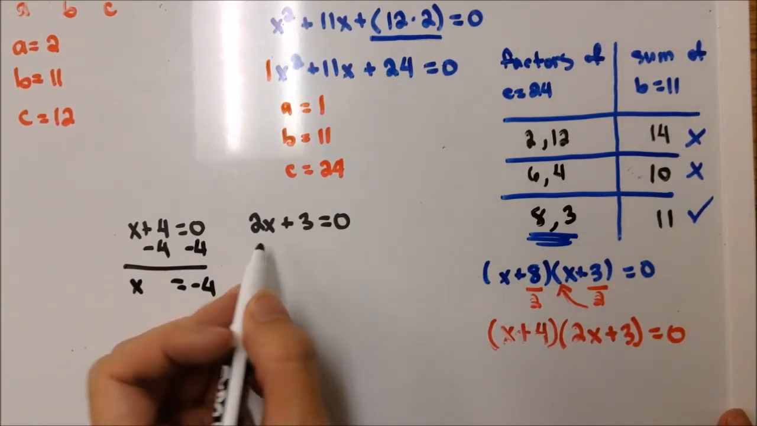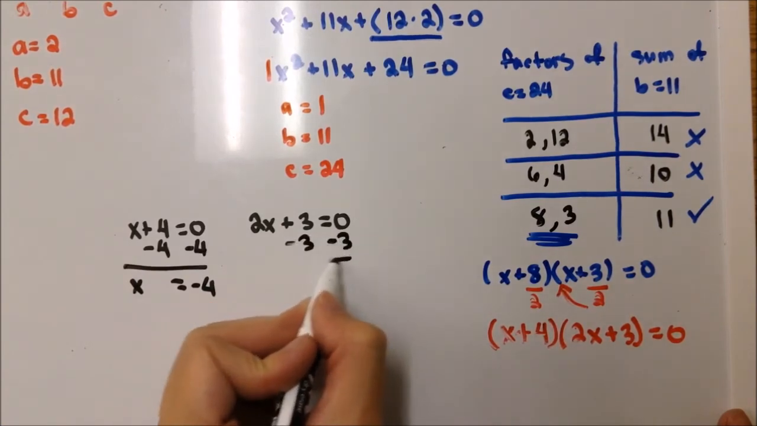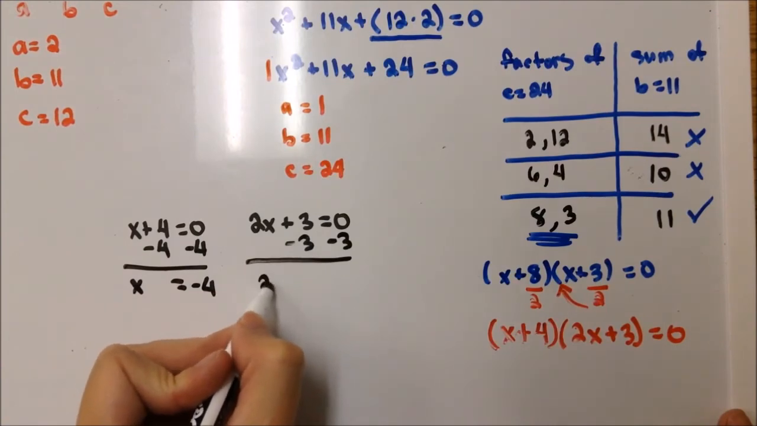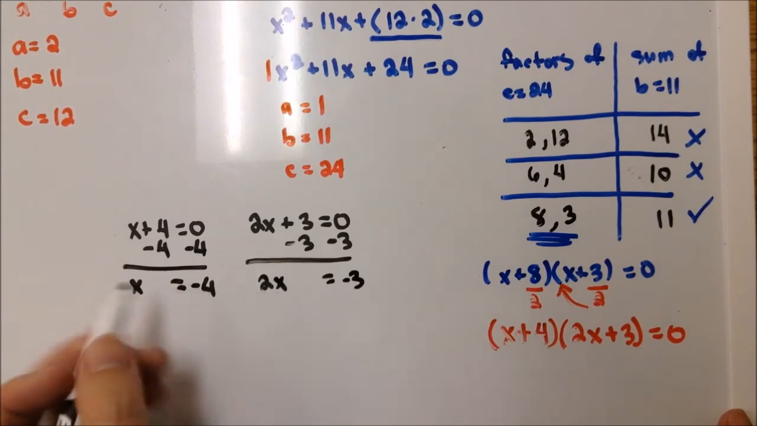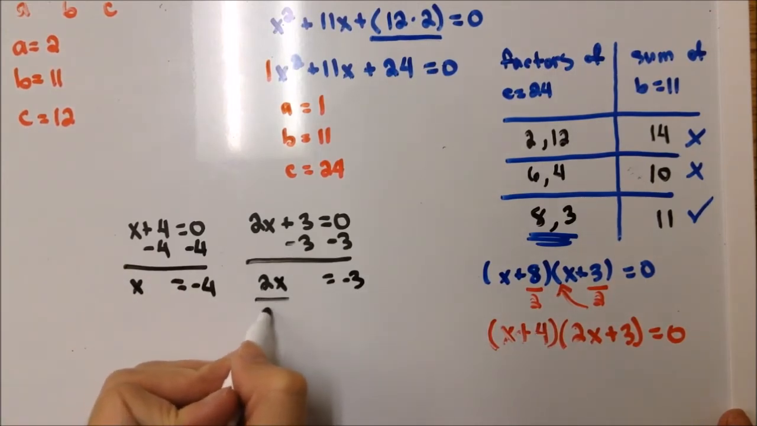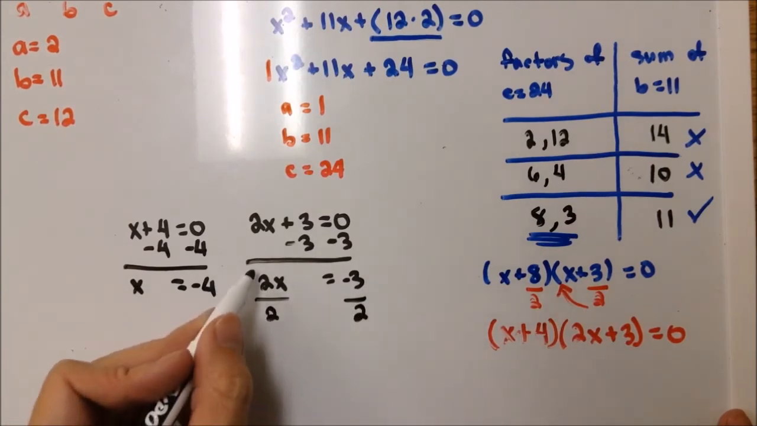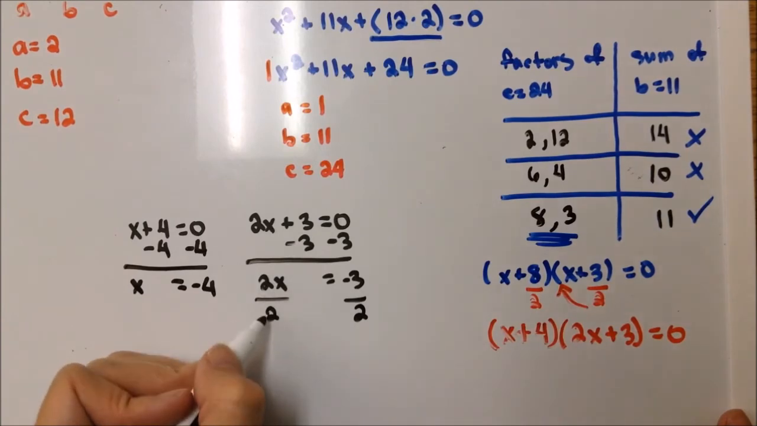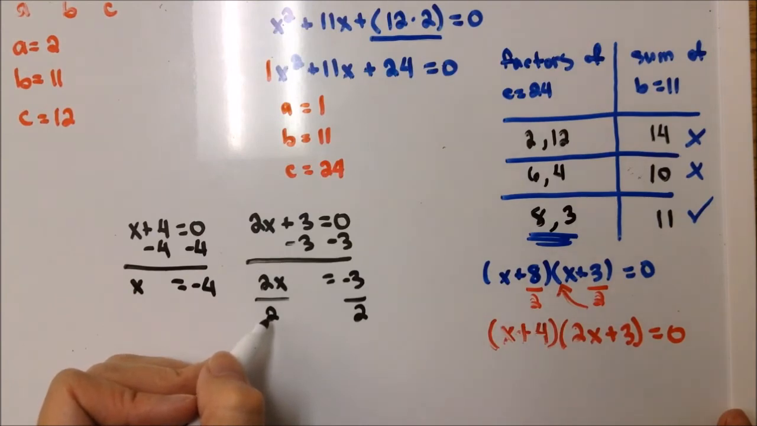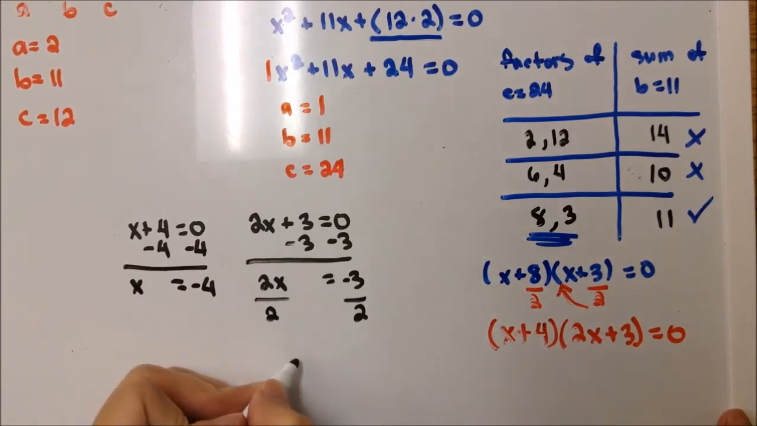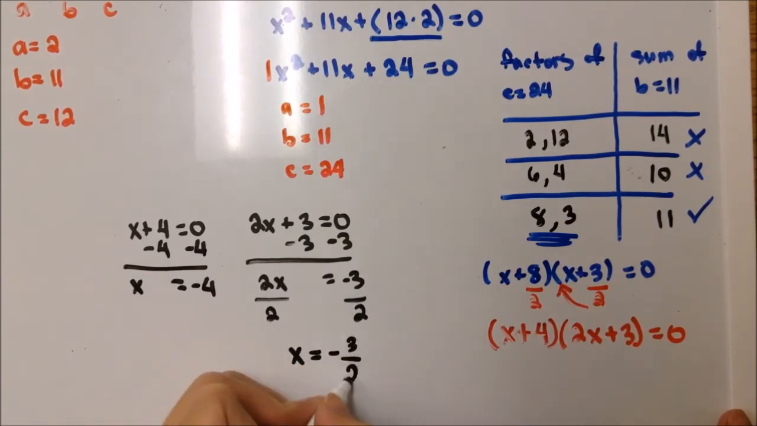Now, I want 2x to be by itself. The first step is to cancel out the 3, so subtract 3 on both sides. So now it's 2x equals negative 3. Now I want x to be by itself, so what I'm going to do next is divide by 2. So 2x divided by 2, it will not cancel out to 0, but what's going to happen is 2 divided by 2 will be 1. So it's going to be 1x, or just x equals negative 3 over 2.